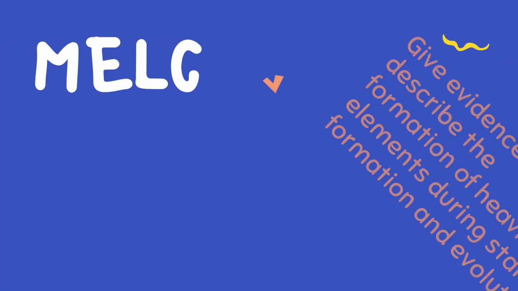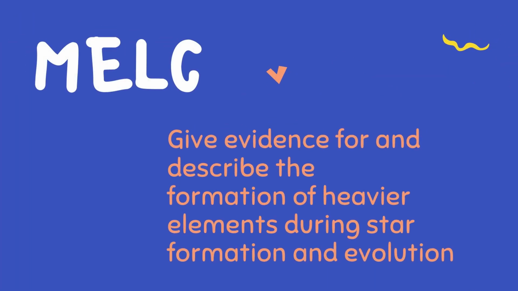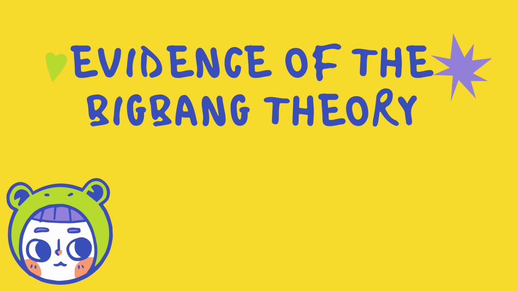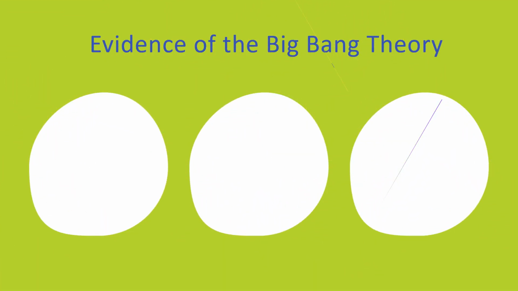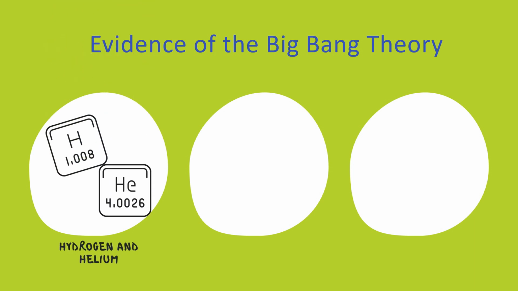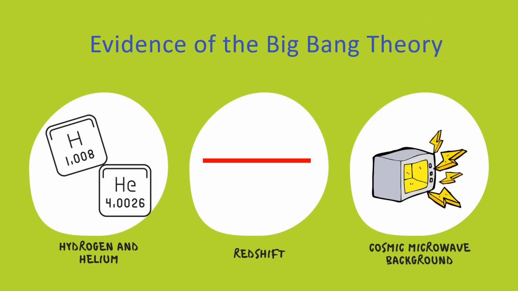Our goal for today is to give evidence for and describe the formation of heavier elements during star formation and evolution. Previously, we discussed the different epochs of the Big Bang. Today, we're going to view the evidence for the Big Bang Theory. In our video for today, we are going to discuss the three evidences for the Big Bang Theory: mainly the hydrogen and helium, redshift, and cosmic microwave background.